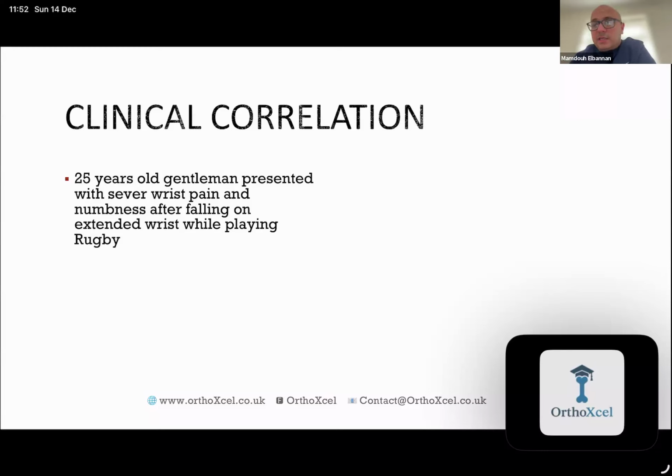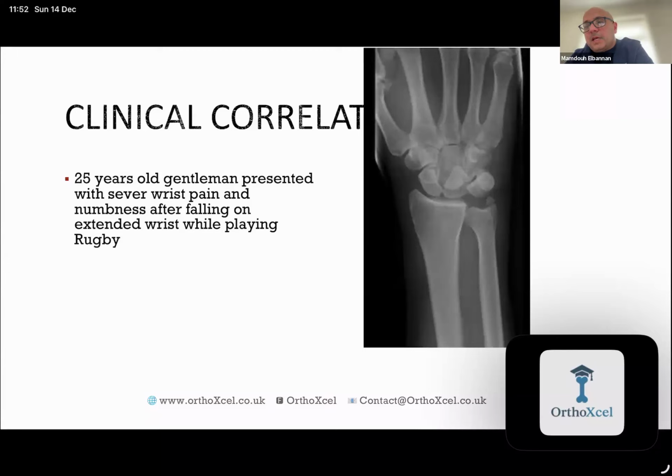I need to have an X-ray. They give you this X-ray. Looking at this X-ray, this is an AP. I will need a lateral view to assess the proper alignment. But from what I'm seeing here, there's a loss of Gilula's lines.